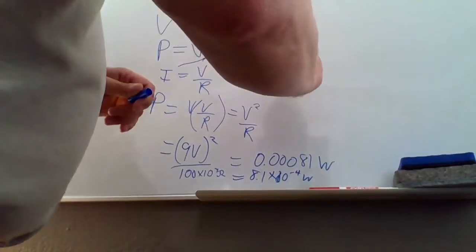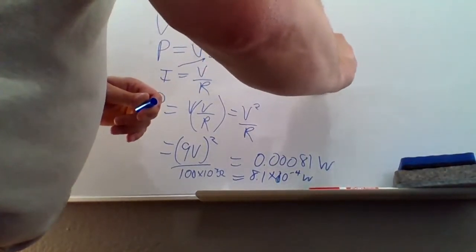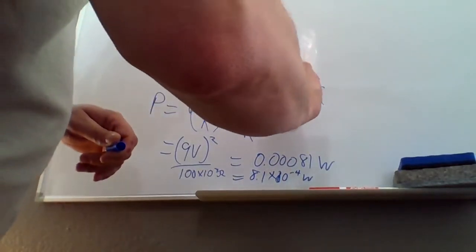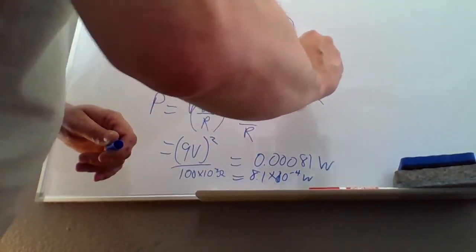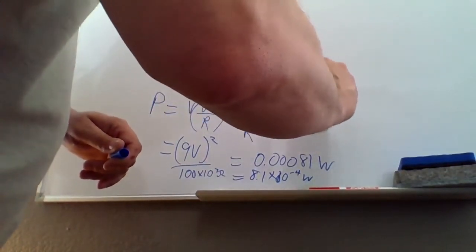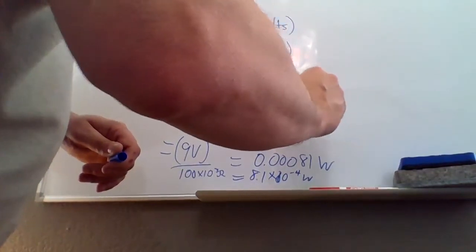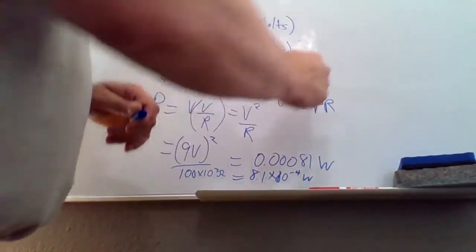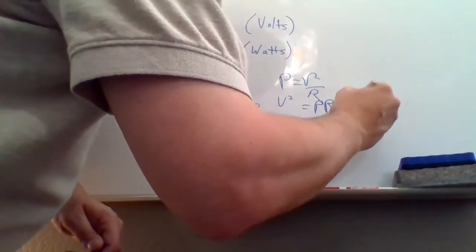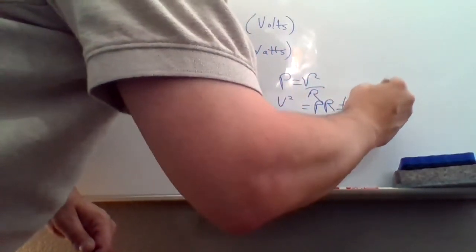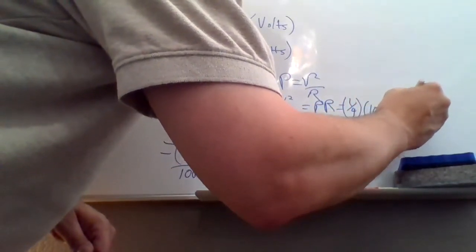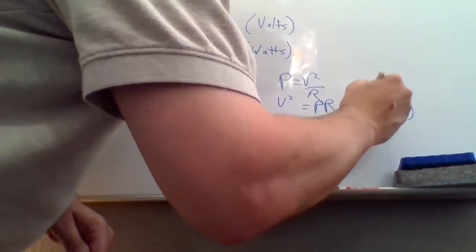So using this equation, P equals V squared over R, that's the same thing as saying V squared is equal to PR, right? So that's the same in our case as saying 1/4 times 100 times 10 to the 3 ohms. And that's watts and that's ohms.